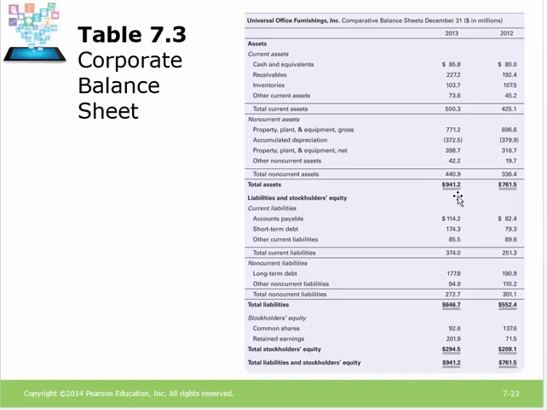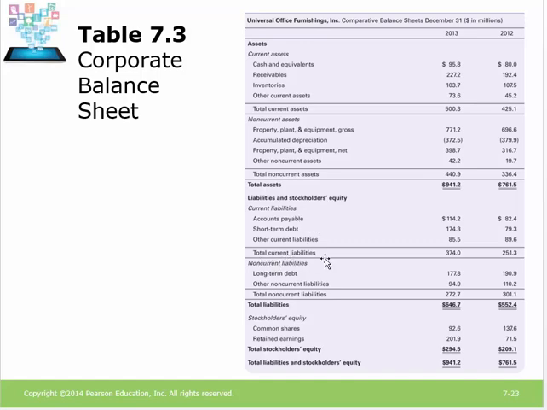So the next question we have: these are the assets that they've purchased. Where did they get the money to buy all of these things? Well, there are only two places they can go. They can either borrow the money, liabilities, or they can get shareholders to invest, which is shareholders' equity. The debt portion can be divided into short-term and long-term.